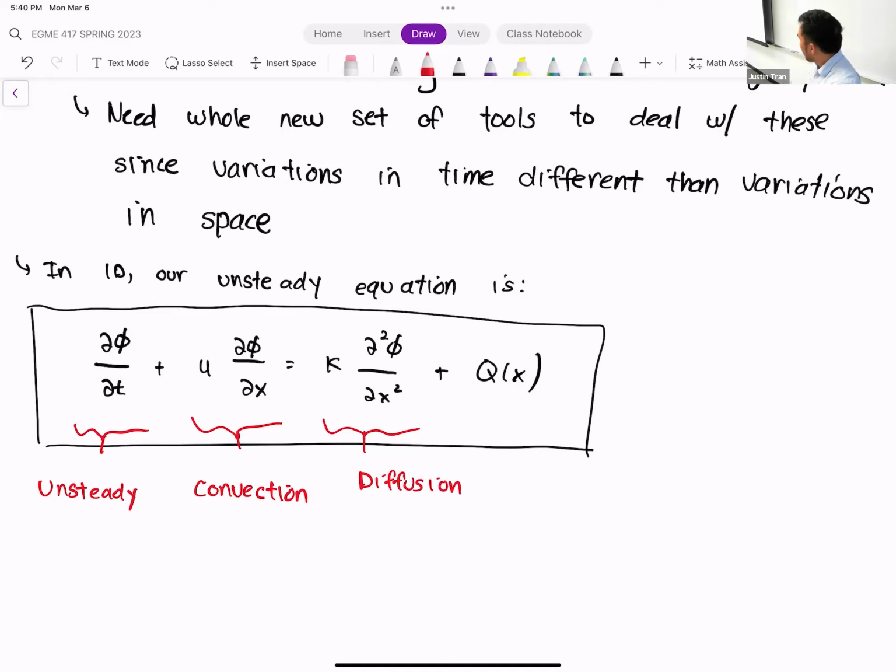We have our diffusion term, which is still the same as always, a second order derivative with respect to x. And our last term here is our source term, which is basically any other additional function that does not have phi.